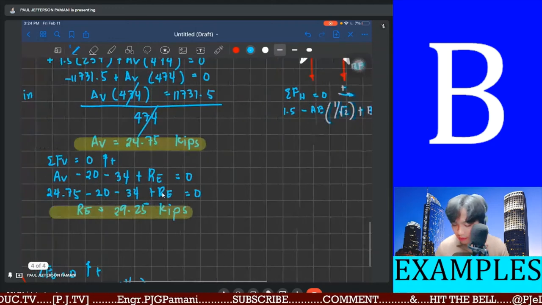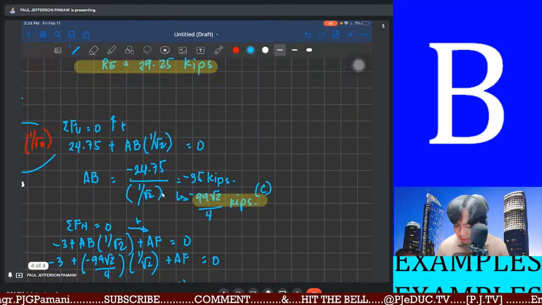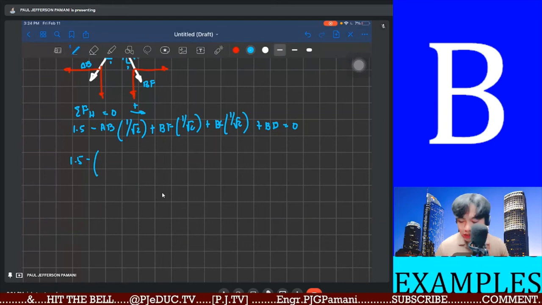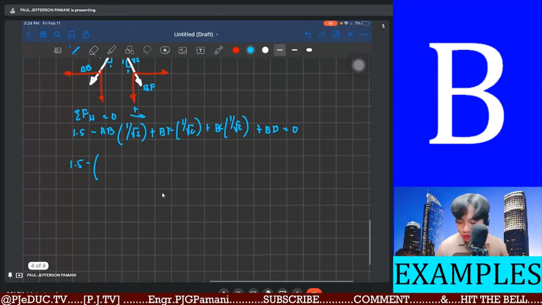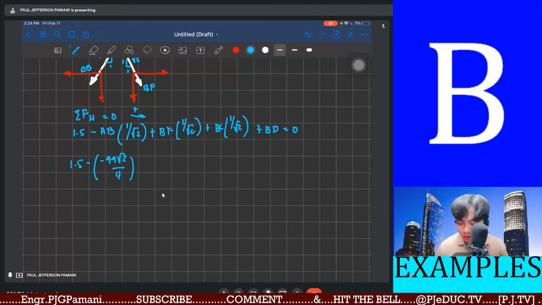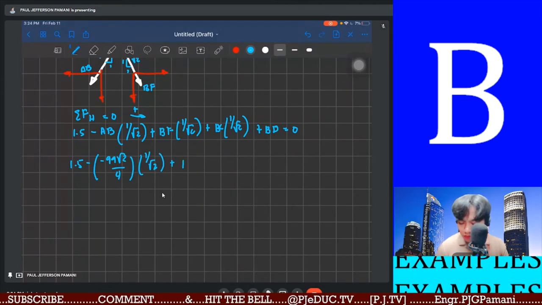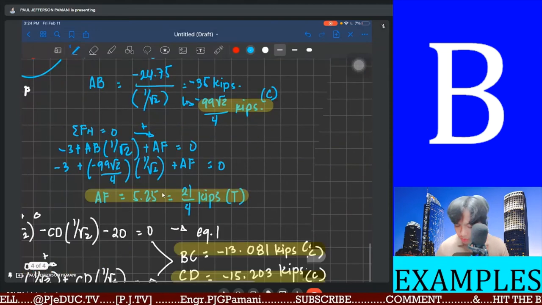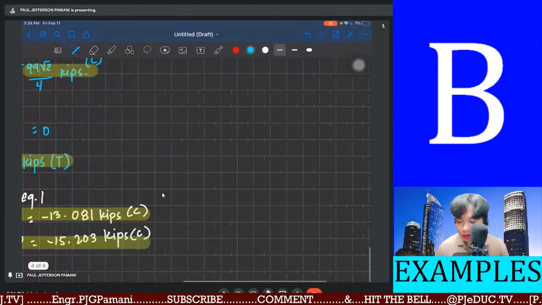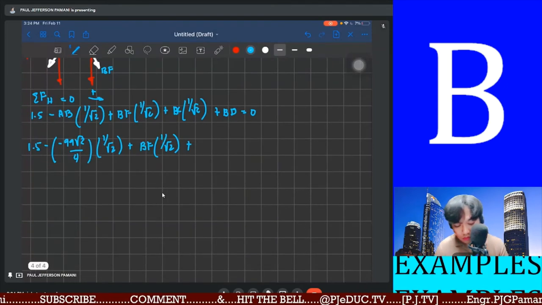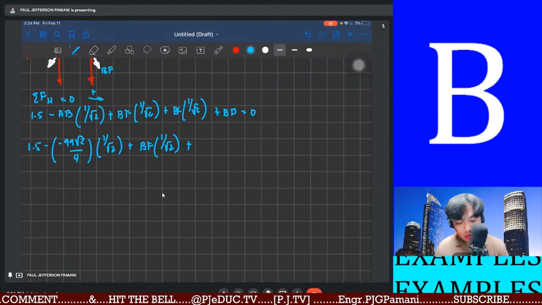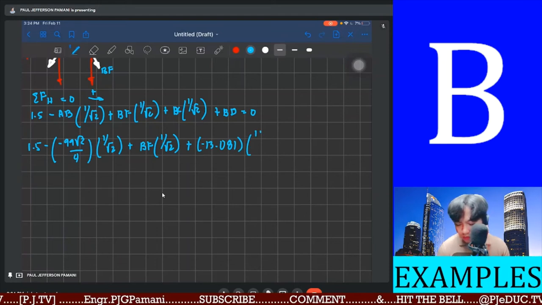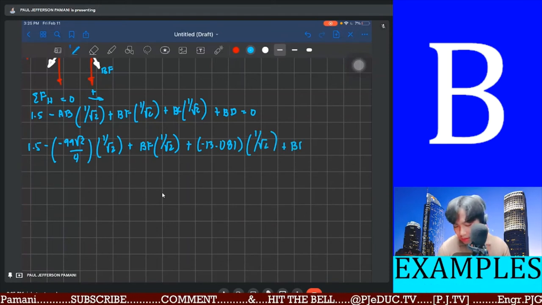Substitute yung nasolve nating value ng AB, which is negative 99 square root of 2 over 4. Tsaka si BC. 1.5, negative. Carry the sign kasi hindi natin pinalitan yung direction ng arrow. Negative 99 square root of 2 over 4 times 1 over square root of 2. Unknown si BF, 1 over square root of 2. BC, nasolve na natin kanina, which is negative 13.081. Carry the sign. Negative 13.081 of 1 over square root of 2 plus BD equal to 0.